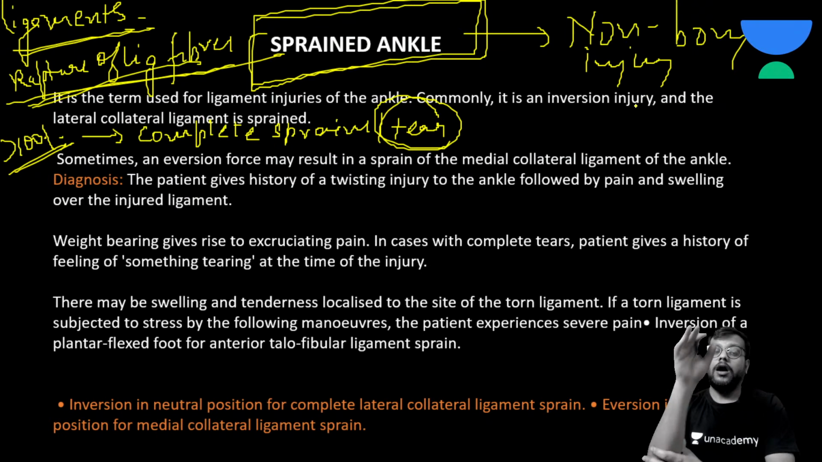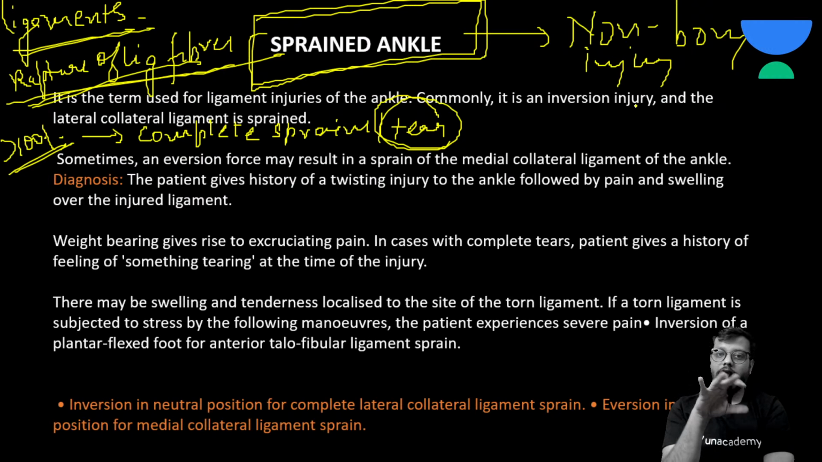So अब अपन ने पहले ही डिस्कस कर लिया है, अगर इन्वर्जन इंजरी होगी और या अबडक्शन इंजरी होगी, एंड अडक्शन इंजरी होगी तो कौन से ligaments will be sprained. Okay, so eversion होगा तो medial collateral ligament, और अगर inversion होगा तो lateral collateral ligament will be sprained.